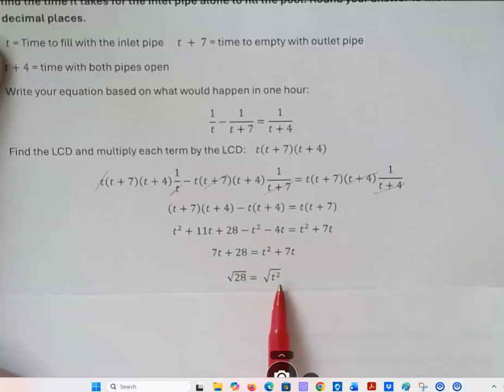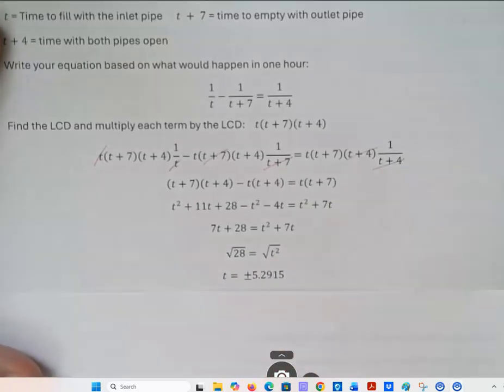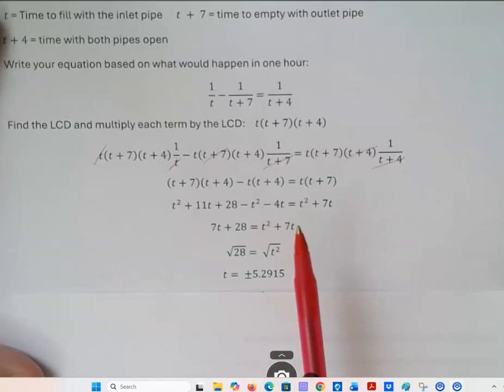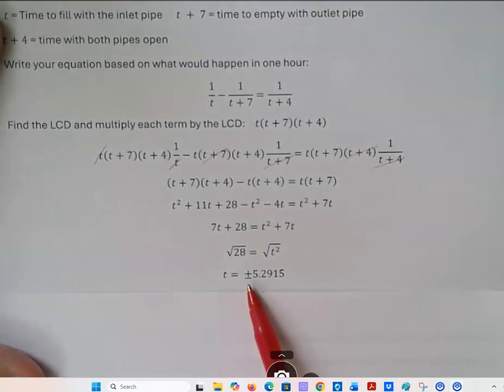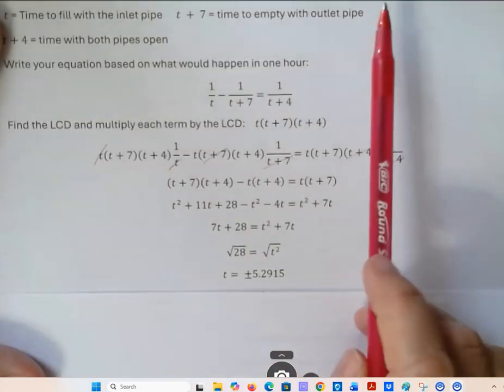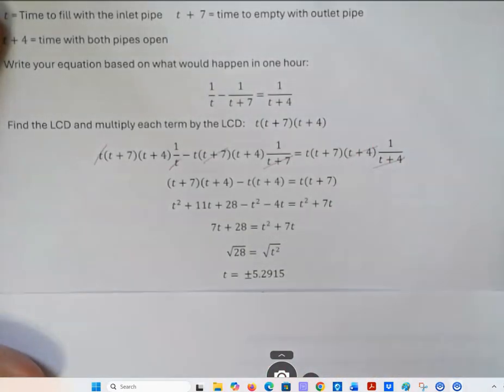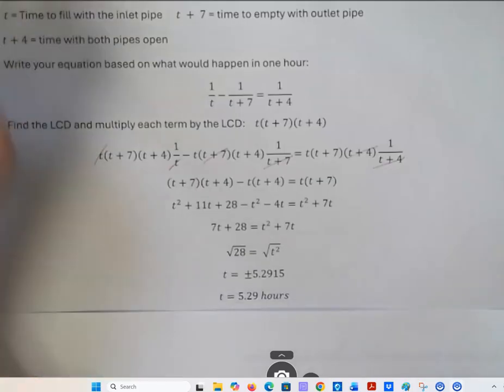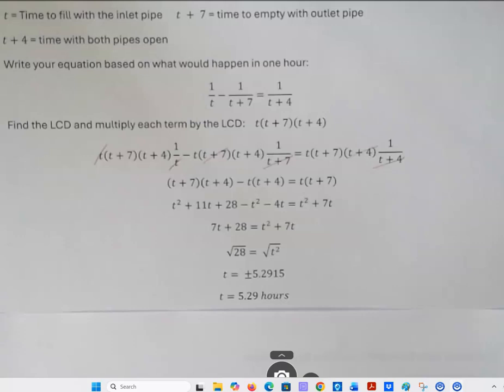And if we have T squared equals 28, we can find out what T is by taking the square root of both sides. Remember, when you take the square root of a perfect square like T squared, you get T, but there's really 2 possibilities. We have a positive and a negative possibility, so the square root of 28 is plus or minus 5.2915. But we're talking about time here, and we don't talk about the negative value as it relates to time, so we're just thinking of the positive one. Plus, remember, our directions up there said to round to the nearest 2 decimal places, so our answer is going to be 5.29 hours.